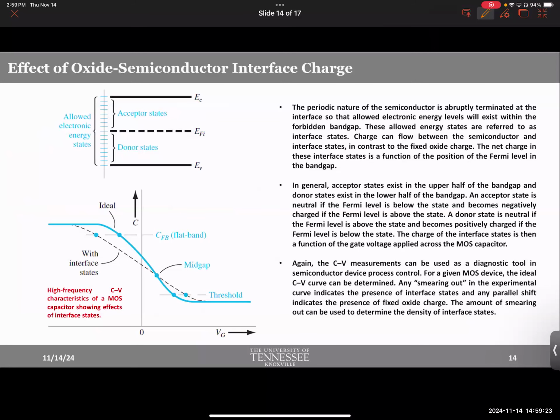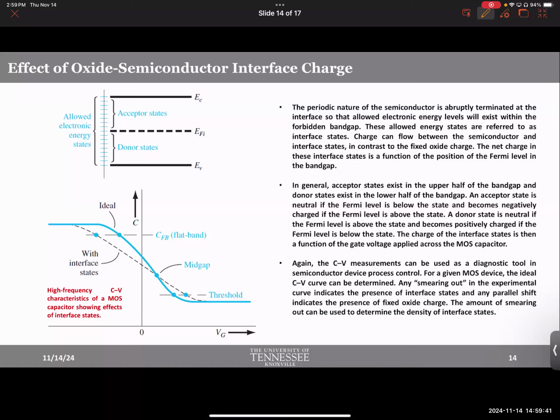What if you have a different kind of trap? So one thing is fixed charge that doesn't respond to the applied voltage. They don't care how much voltage you apply. They will always give you one constant charge. But there are some other kind of charges. They're known as traps. They are voltage dependent.